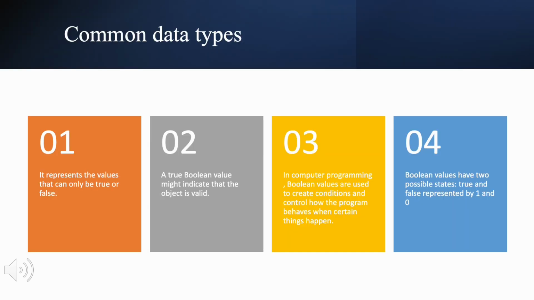Common data types. Boolean represents a value that can only be true or false. A true Boolean value might indicate that the object is valid. In computer programming, Boolean values are used to create conditions and control how the program behaves and when certain things happen. Boolean values have two possible states, true and false, represented by 1 and 0.